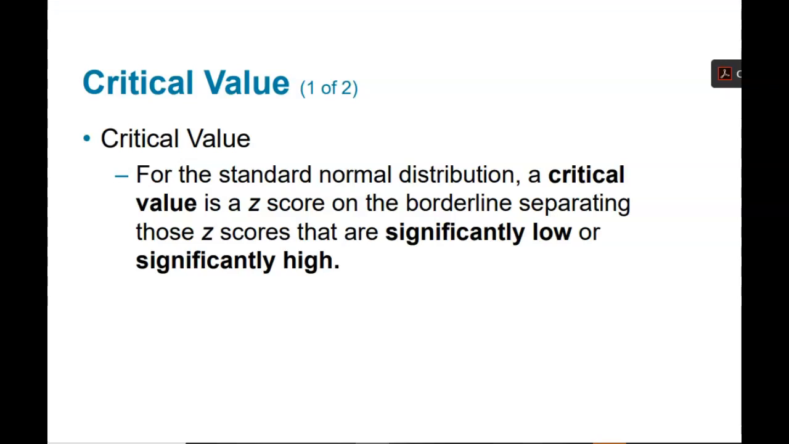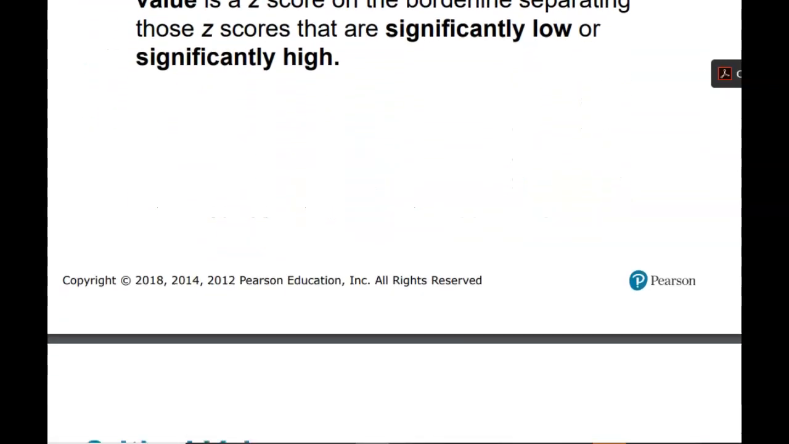To find a critical value for the standard normal distribution, a critical value is a z-score on the borderline separating those z-scores that are significantly low or significantly high. A lot of times we're looking at a z-score of -2 to be significantly low, and a z-score of +2 to be significantly high. But let's see what we do in this example.